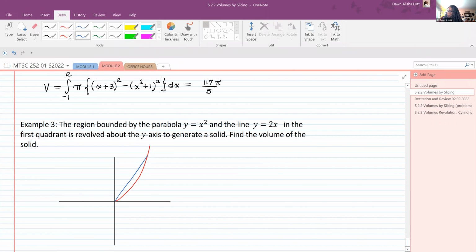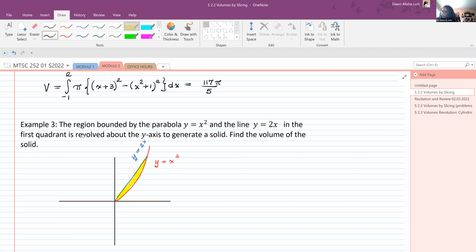All right, so this is y is equal to x squared. And the blue one is y is equal to 2x. And so here's my region. It's that little yellow spot there. And I want to revolve this about the y-axis. Notice it says in the first quadrant. So I know exactly what piece, because this thing goes down, and it's crazy wide if I don't include that.